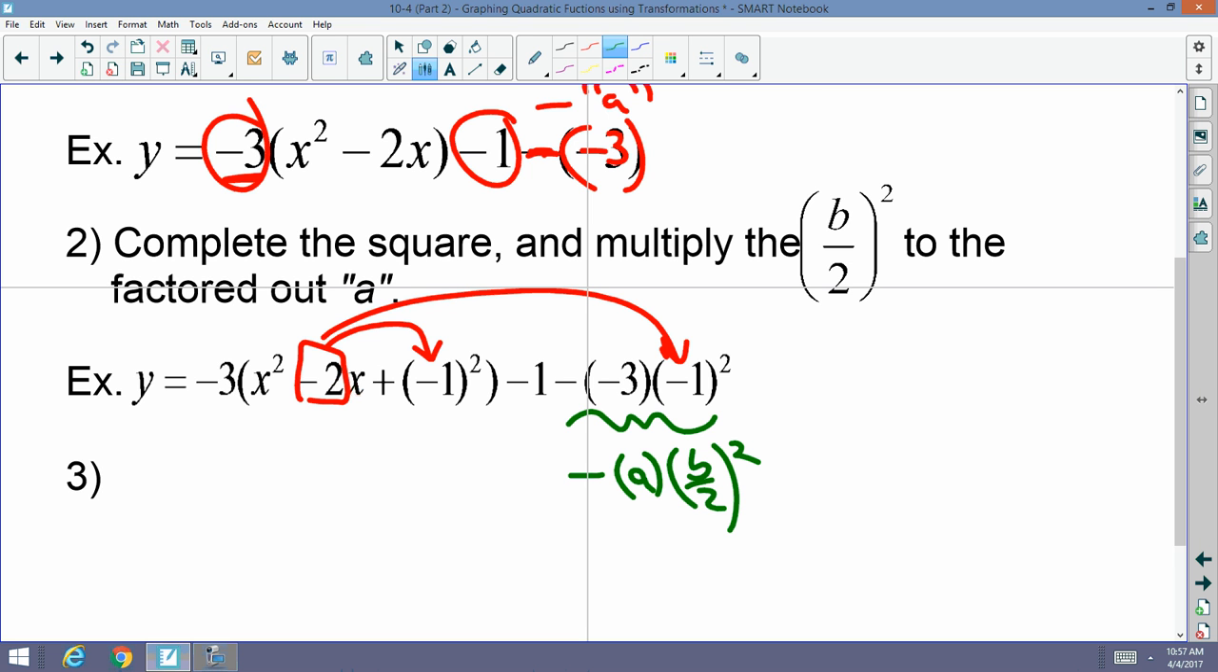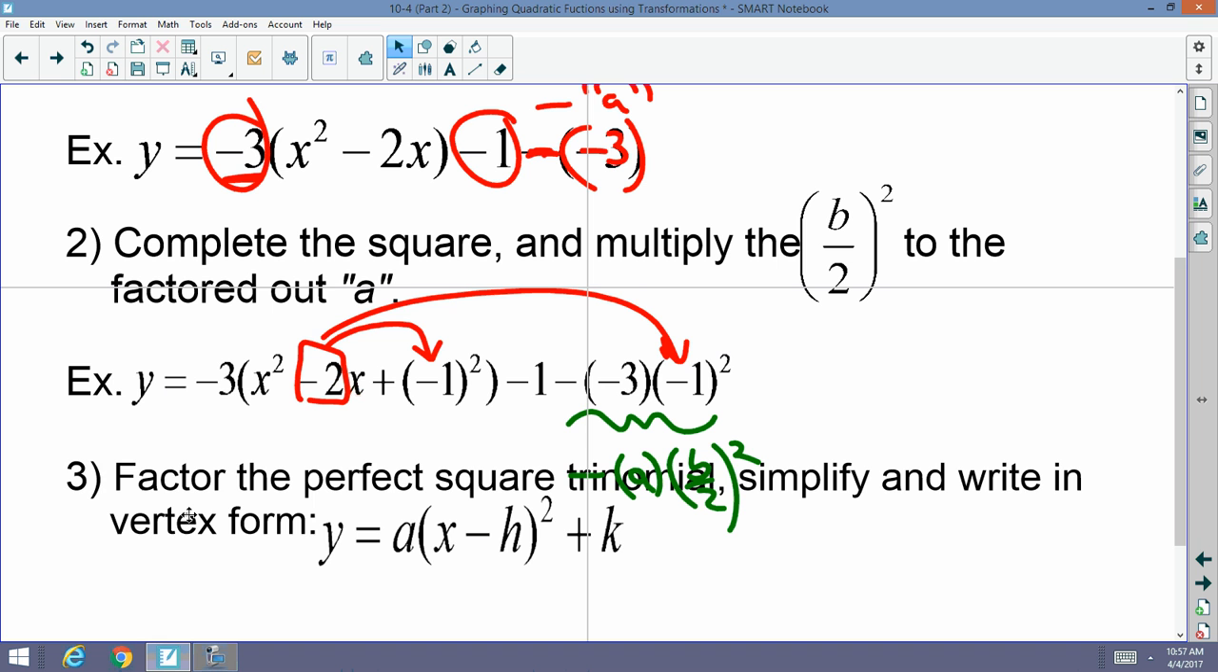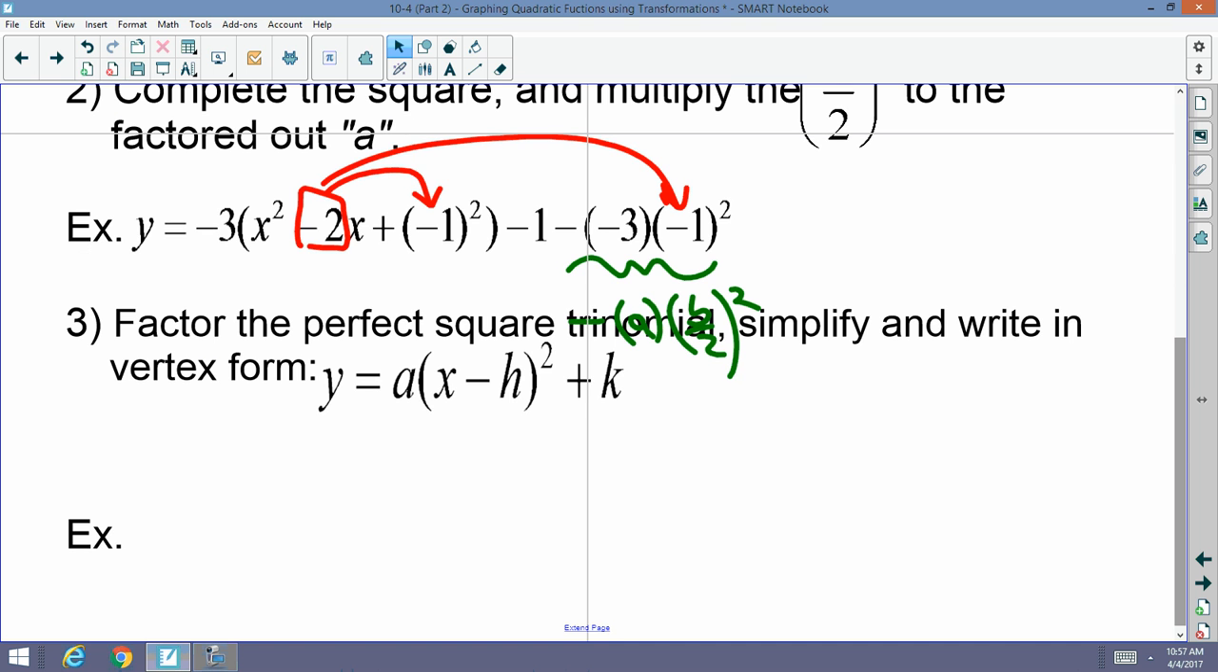And then from here, complete the square and actually solve and simplify. Factor the perfect square, simplify, and write in vertex form. So it's going to be negative 3 times x minus 1 squared, and then I have a negative 1 minus a negative 3 times a negative 1 squared, which will equal negative 3 times x minus 1 squared plus 2.